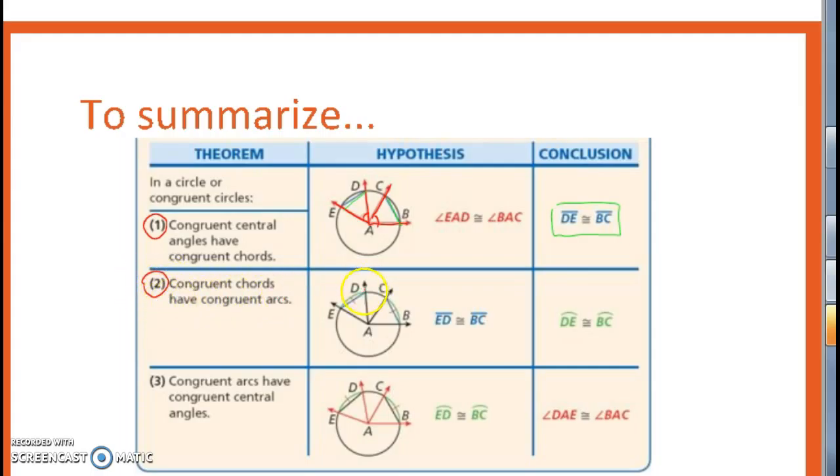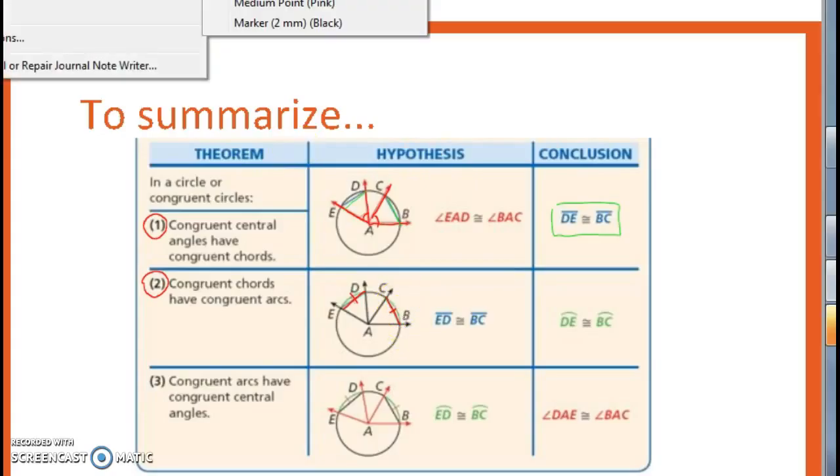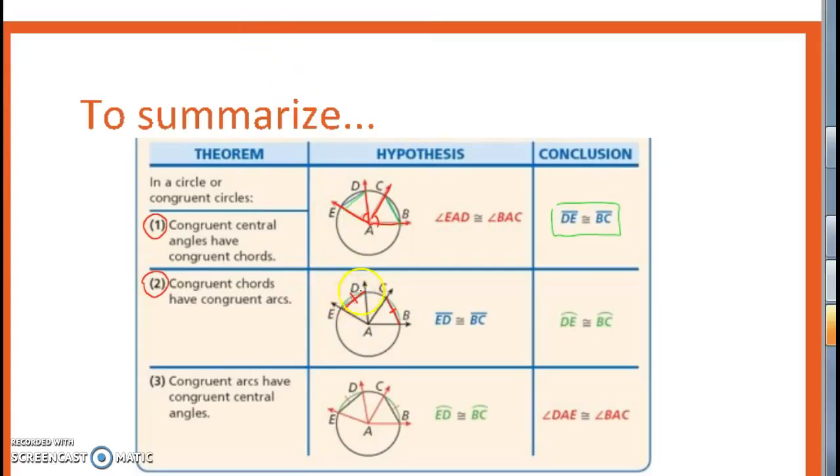So if I start with congruent chords DE and CB, or ED and BC, then I can conclude that the arcs subtending those chords, or the part of the circle between and including those endpoints, arc DE and arc BC, are also congruent. And then the last one says that congruent arcs have congruent central angles.